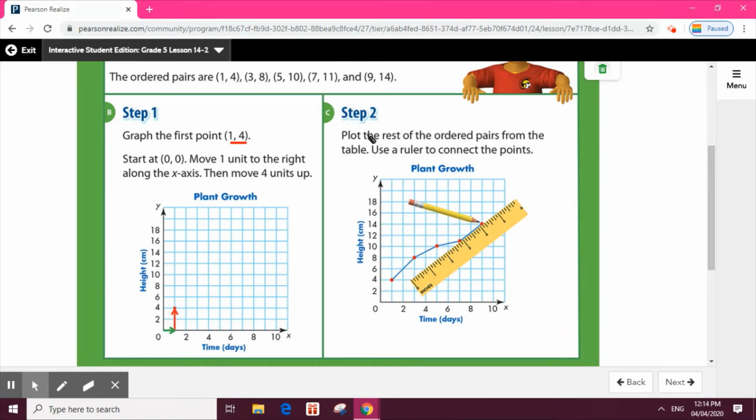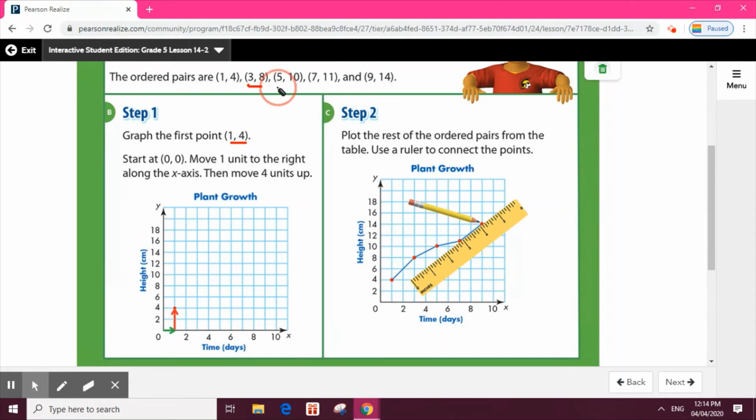Next, step 2. Plot the rest of the ordered pairs from the table. We need to use a ruler to connect the points. Okay, next, we have the point 3, 8. From 0, we need to move 3 units to the right. 1, 2, 3. And from 3, we need to move 8 units up. 1, 2, 3, 4, 5, 6, 7, 8. This is the second point.